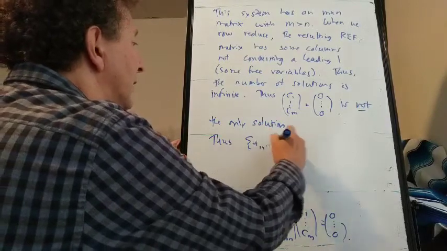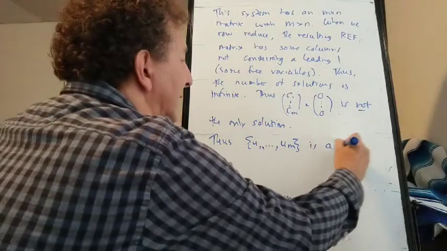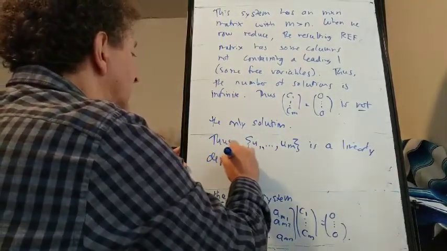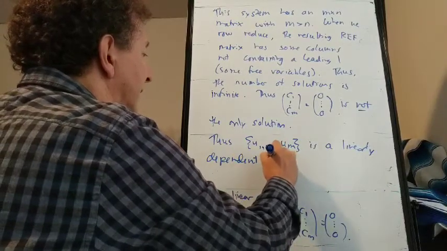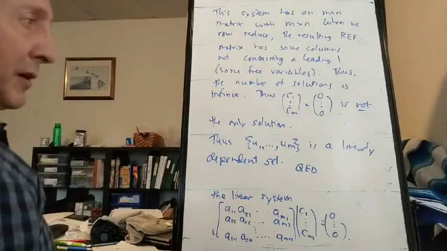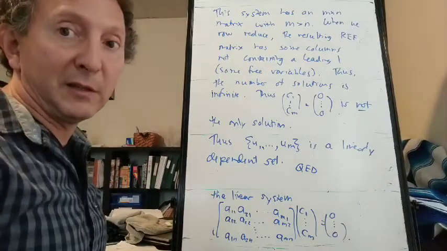So u1 through um make a linearly dependent set. So if you ever have more vectors than the dimension of the space, it's got to be linearly dependent.